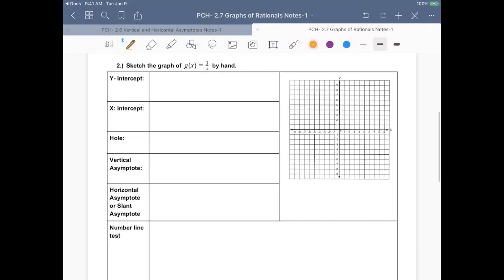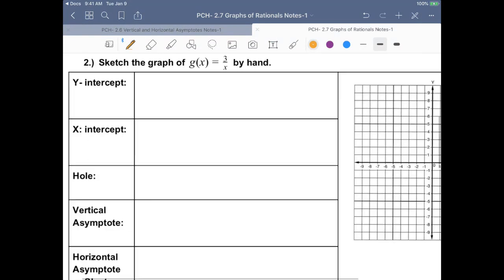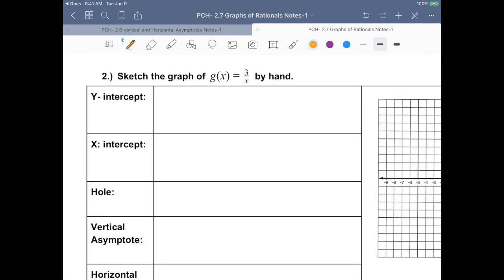Go ahead and graph this one by hand. This one is a little funky. We're already factored, and I can see 3 over x. Let's go ahead and start with our y-intercept. The y-intercept is 0 for x, so 0 comma something. I'm going to plug it in. 3 over 0. That's undefined, so we have none. Okay, no y-intercept.